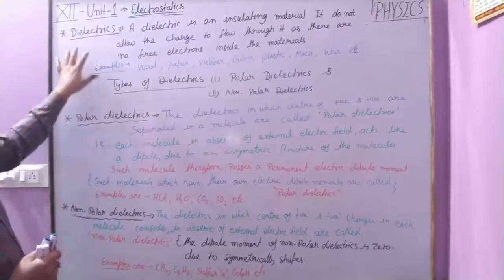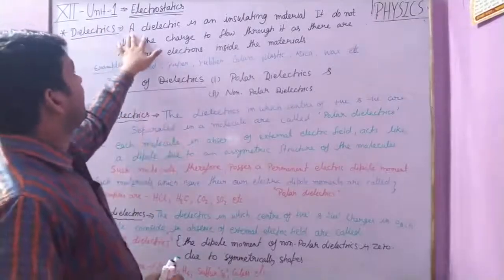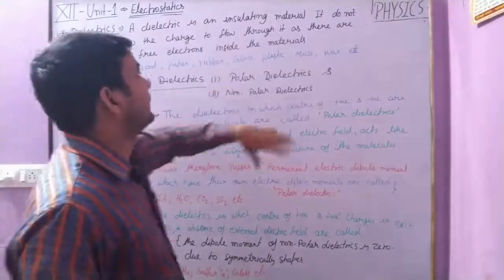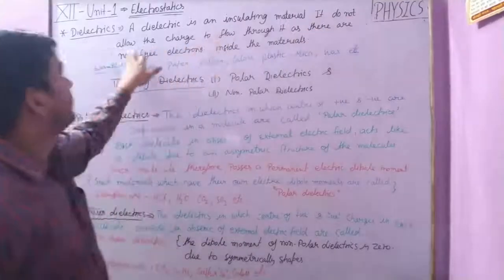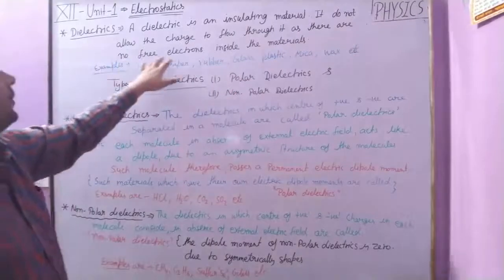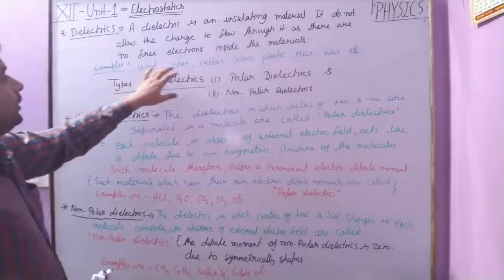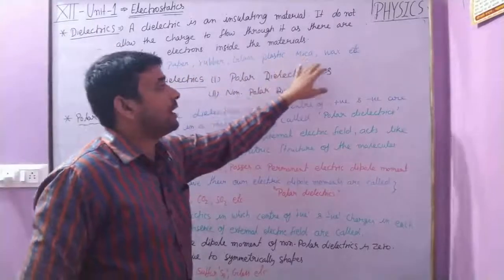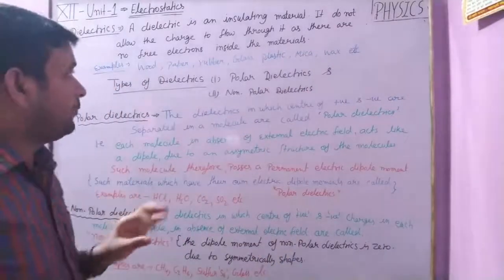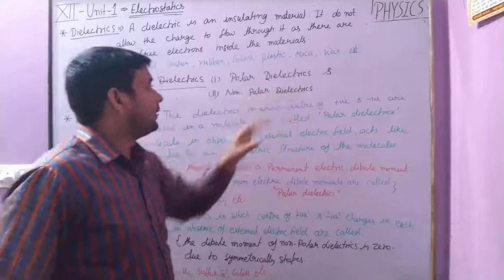Next topic we have is dielectrics. Dielectrics are basically defined as those materials which are used for insulation. That is, the materials do not allow electricity or charge to flow through them, as there are no free electrons inside the materials. For example, wood, paper, rubber, glass, plastic, mica, wax are the common examples of dielectrics. Students, we have two types of dielectric. One is polar dielectric and one is non-polar dielectric.